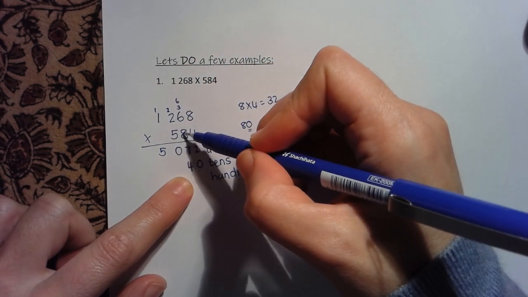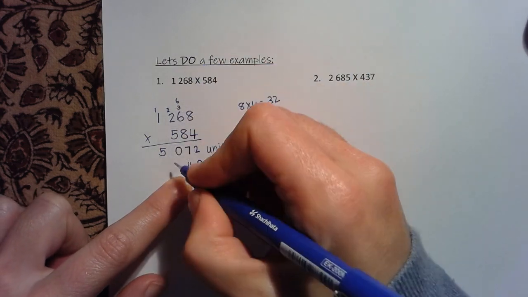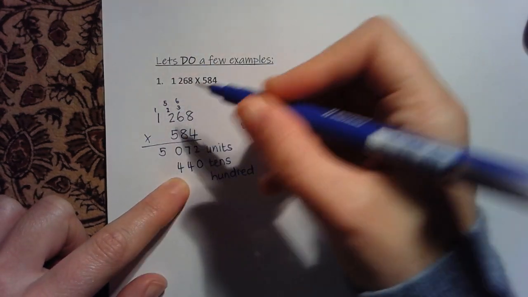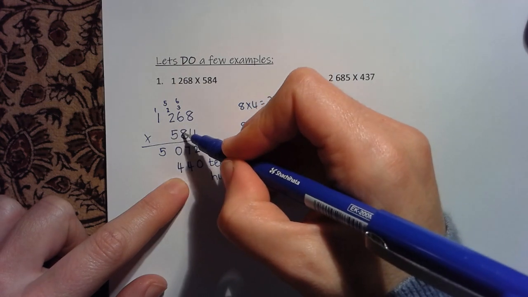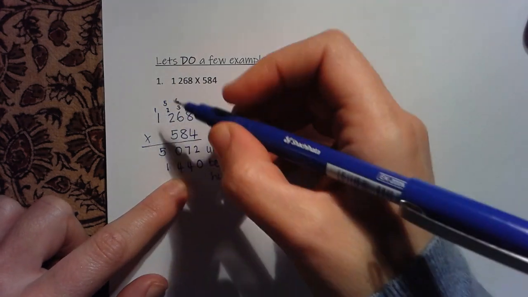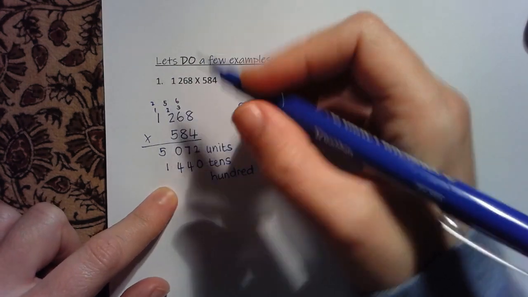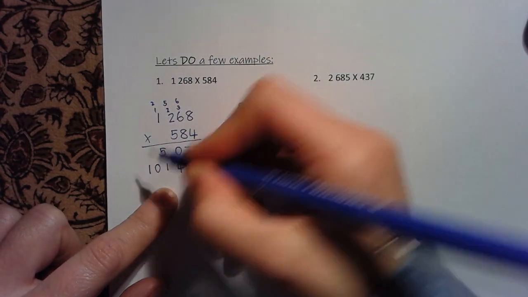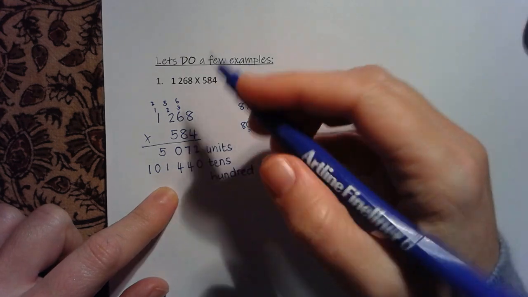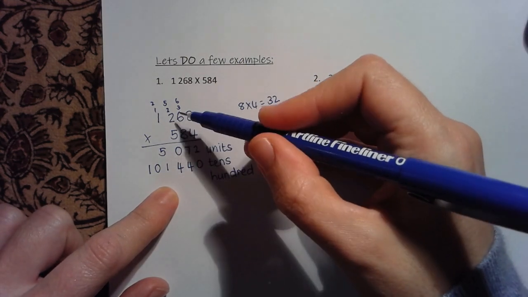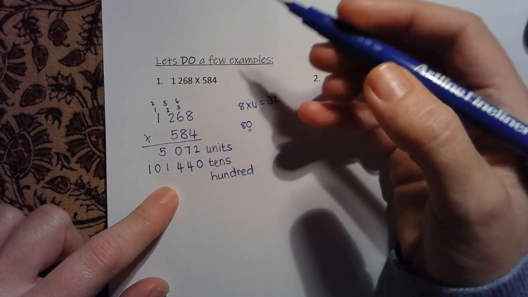Then 6 times 8 is 48, plus the 6 is 54. Then 2 times 8 is 16, plus the 5 is 21. And then 1 times 8 is 8, plus the 2 is 10. Okay? Pay attention that I'm writing my units and tens and hundreds neatly, one under the other in columns.